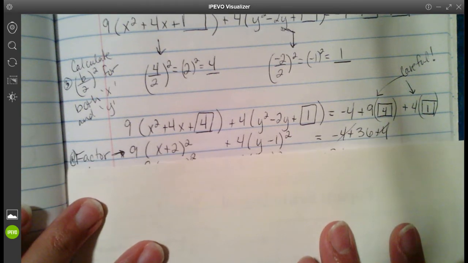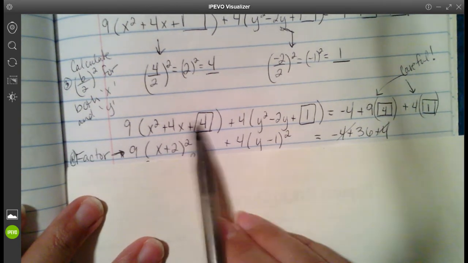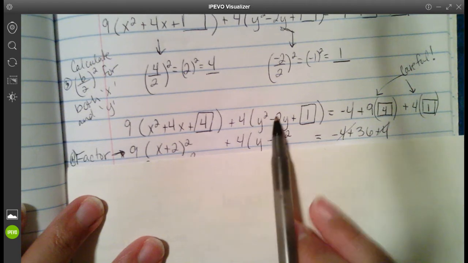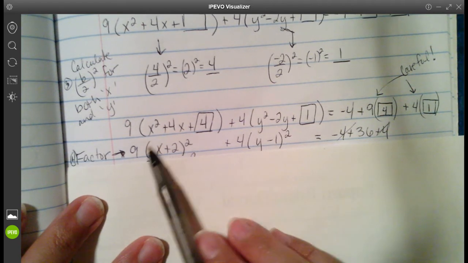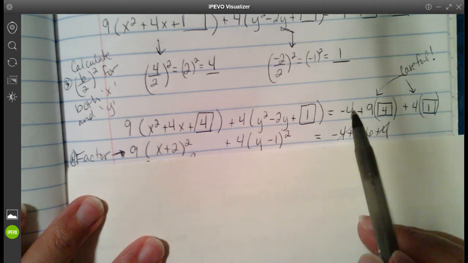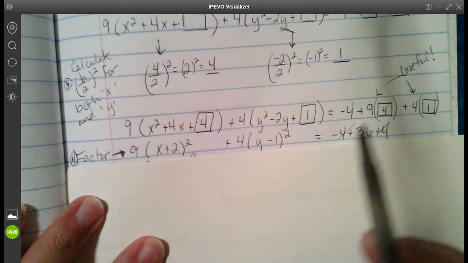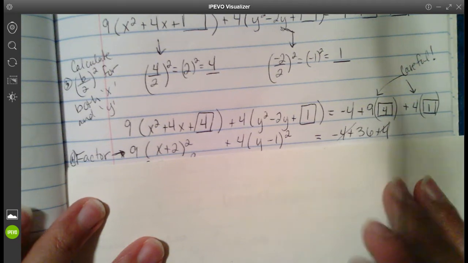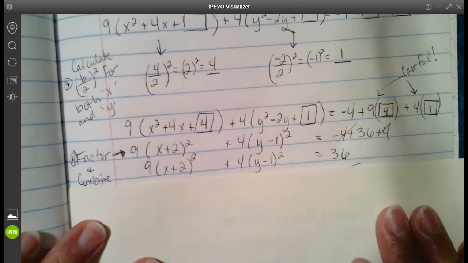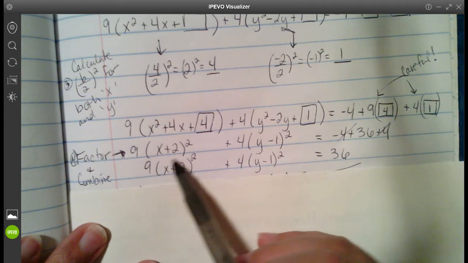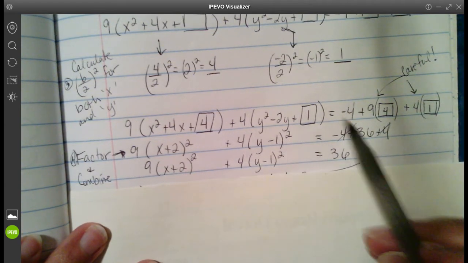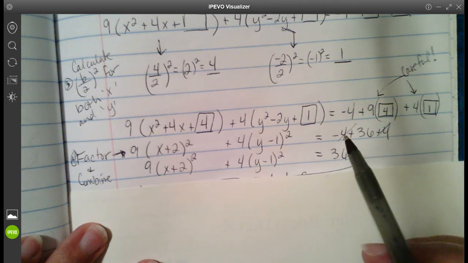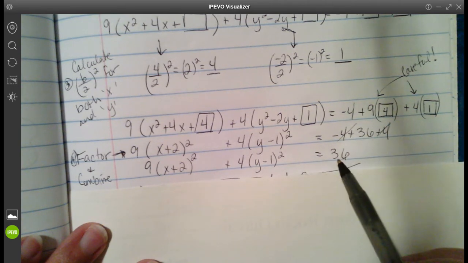So you'll notice that we kind of rewrote this. This part is factored to (x + 2) squared. This is (y - 1) squared. I brought everything down. Over here, I just multiplied everything out. So -4, 36, and 4. You'll notice that on the next step after that, it says factor and combine. This is all the same. Here, I just simplified this. -4 and 4 is 0, so I'm left with 36.